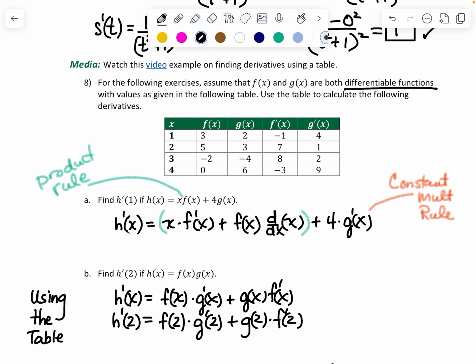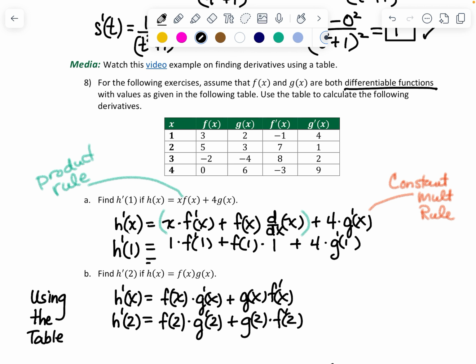Okay, so I've taken the derivative. So I have a product rule that I have to use first with the x times f of x, and then I have a constant multiple rule that I have to use at the end, and I have those marked. So I want to find h prime of 1. So my suggestion for students is that they put 1 in everywhere they see x. F of 1 times the derivative of x is just going to be 1. And then you'll have the plus 4 times g prime of 1.